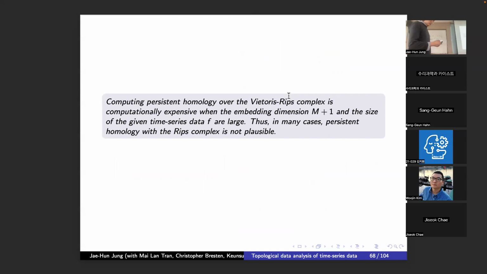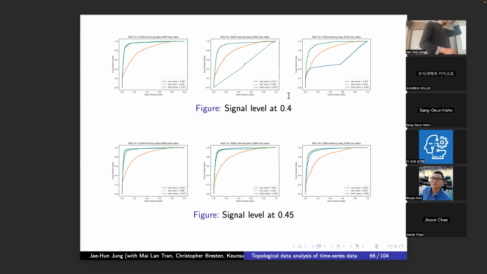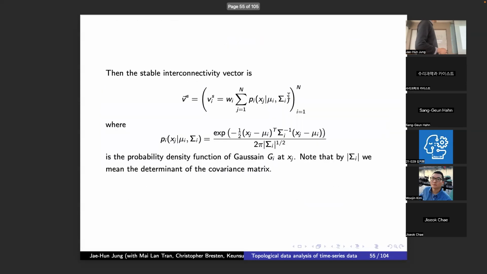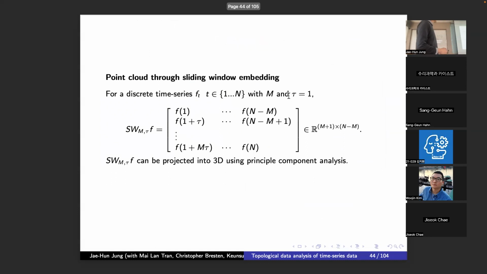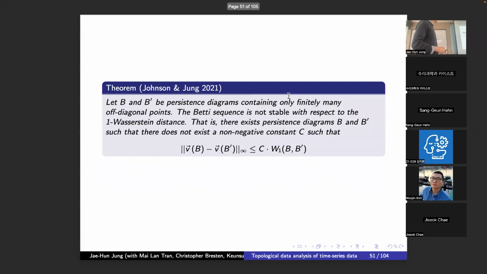So what do we do? You have this big matrix, right? Yeah, this is a big matrix. All the column vectors are the elements, I mean, the point cloud. Yeah, that's the point cloud. So the point cloud consists of the columns. So this is the m+1 vector in the n+1 space, and then you have n minus m points. That's my point cloud, and then we apply the persistent homology.